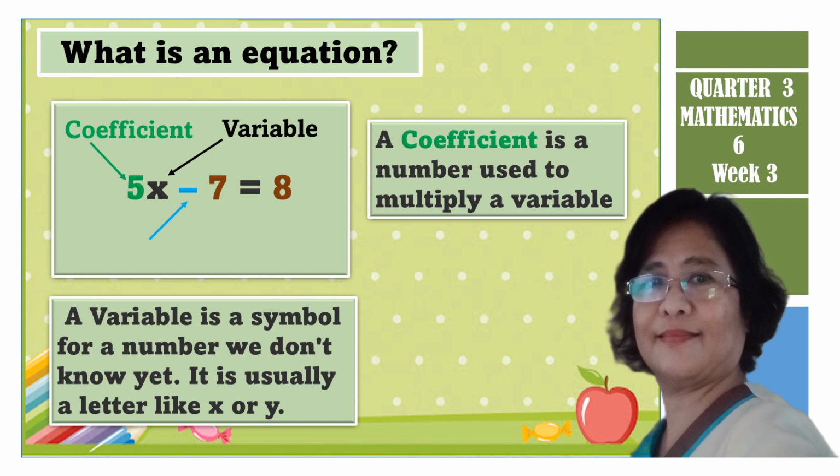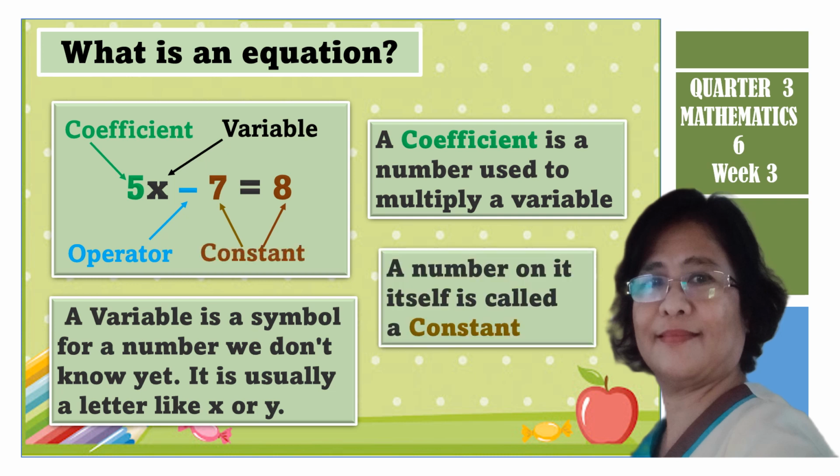Next, we have the operator, which is subtraction. Then, 7 and 8 are constants. What is a constant? A number on its own is called a constant.